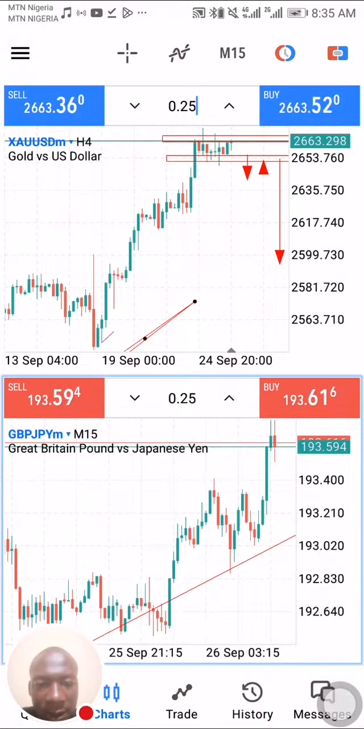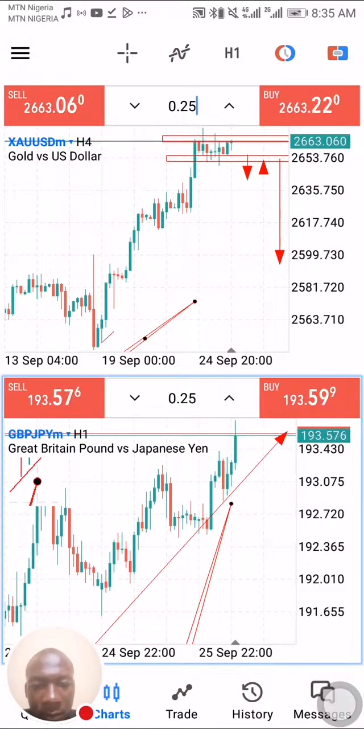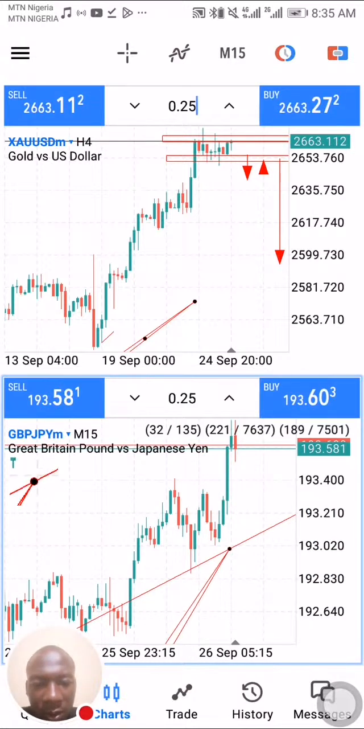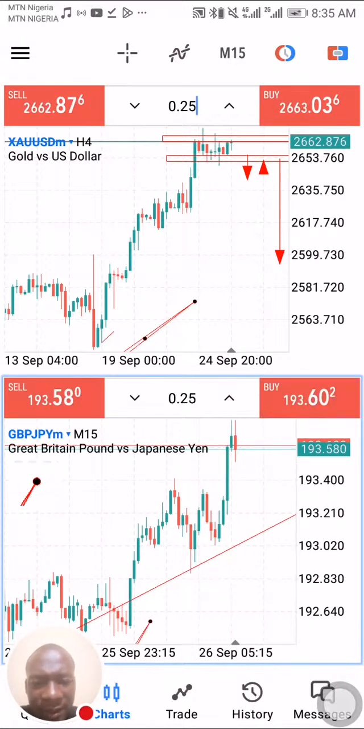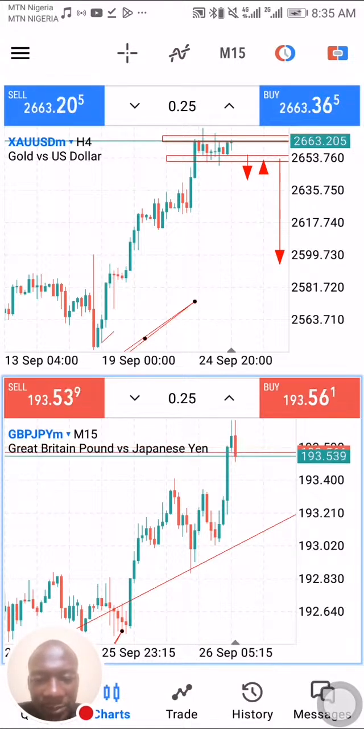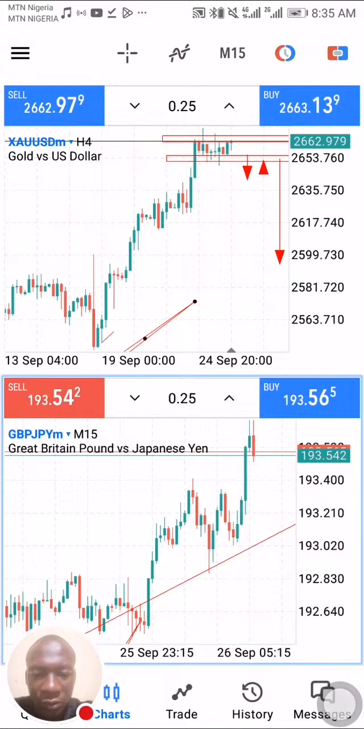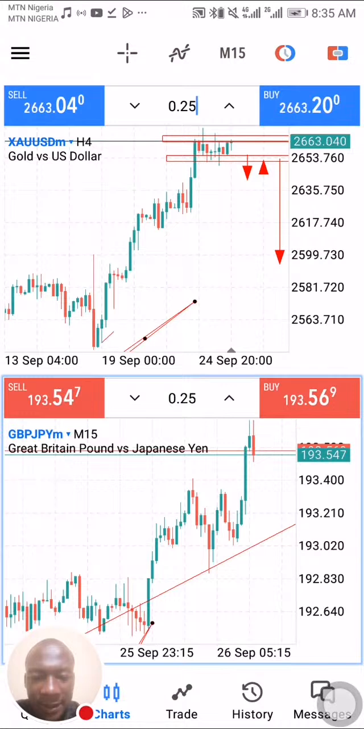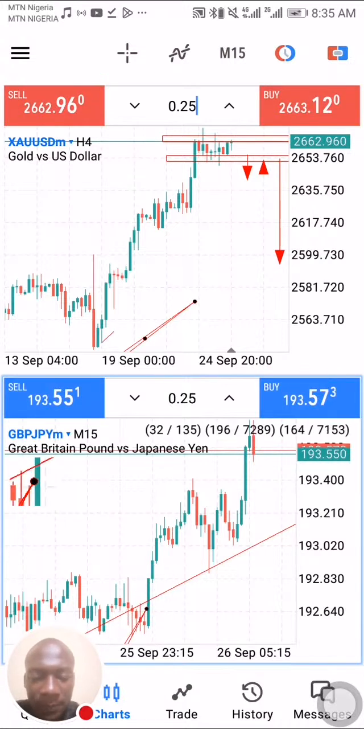Let me show you that. You need to see multiple weak rejection. In this case, you can see multiple weak rejection, so it's a strong sign that the bearish momentum is depleting, and after the depletion, the bulls step into the market and push the market up.